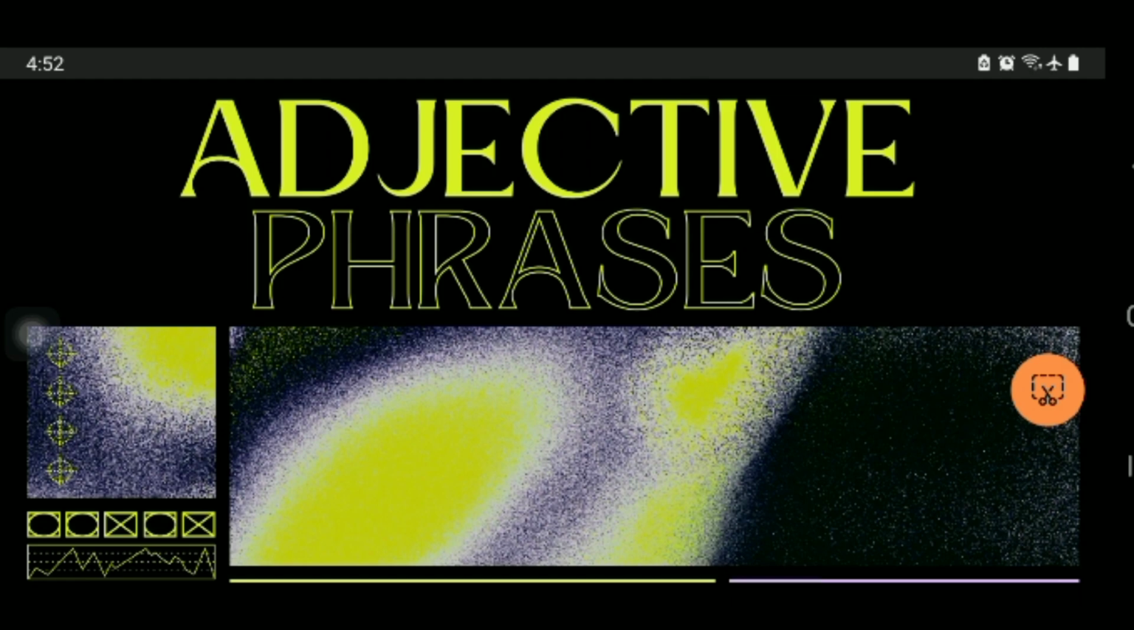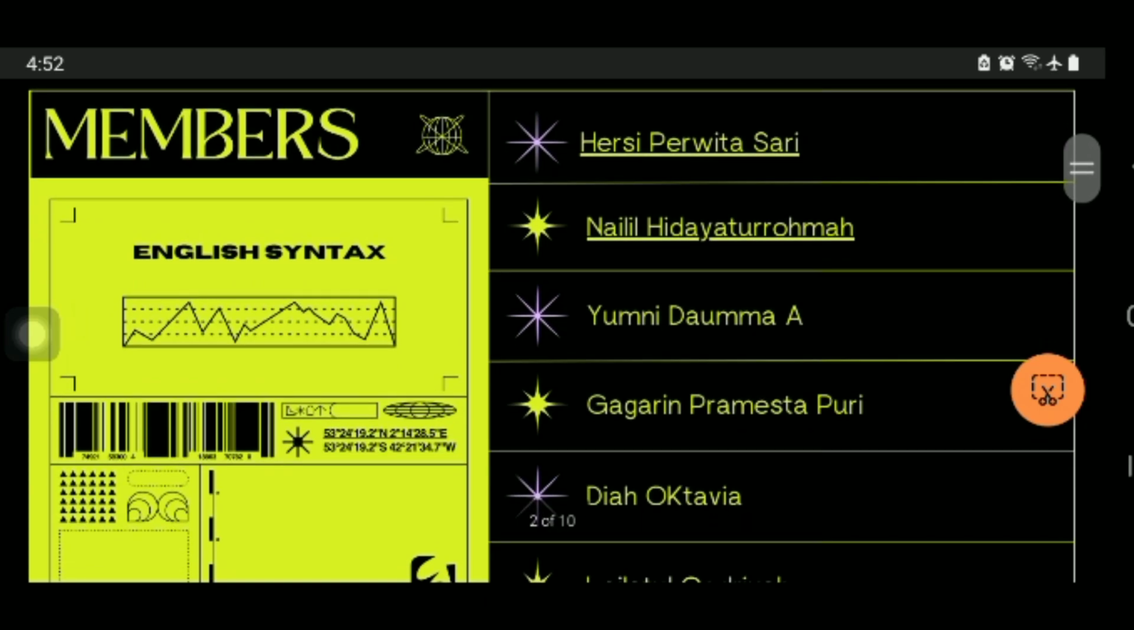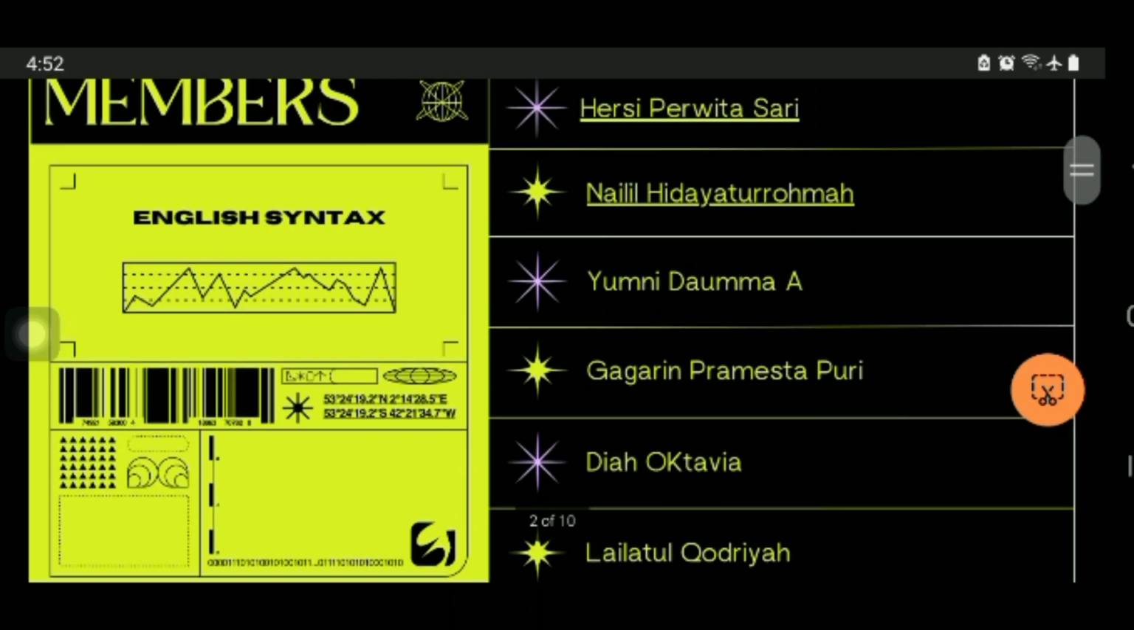So in here we would like to share about adjective phrases. And the members of the group are me, Hersi Perwita S, Nailil H, Yumni Daumma, Gagarin, Diah Oktavia, and also Lailatul Qodriyah.